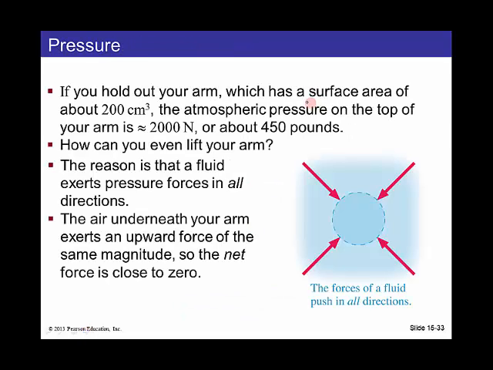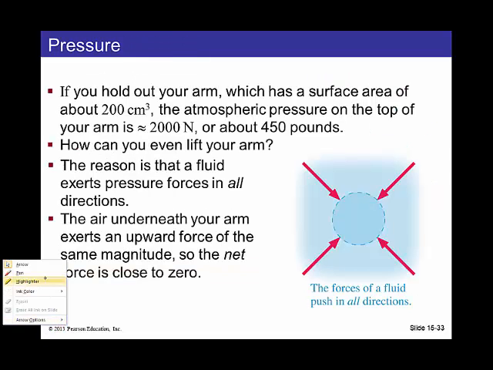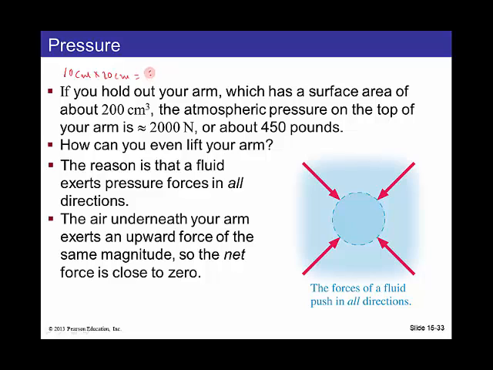So if you hold your arm out, right, it has a surface of roughly, let's just say, 10 centimeters by 20 centimeters. That is equal to 200 centimeters squared, which is 0.02 meters squared, right? So what is the weight in newtons and in pounds of the air on top of your arm? Well, let's just calculate that force. That force is the pressure times the area. The pressure is what? Well, it's 1 ATM.